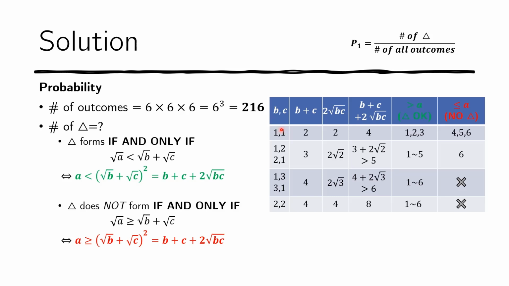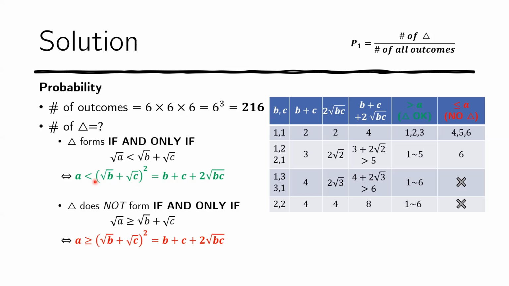And so for the worst case, b plus c will just be 1 plus 1, 2. 2 square root of bc will just be 2 times 1 times 1. So 2 times 1 is just 2. And if you add b plus c plus 2 square root of bc, that's because we want this bit here. So we get 2 plus 2, we get 4. And if we have 4 on this side of the equation here, then what are the possible values of a?